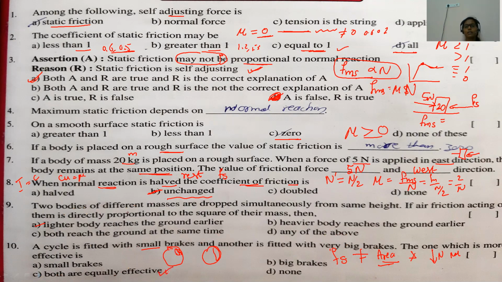Then what is the difference? Because of the smaller area, it will be damaged first, and the efficiency will be more for the larger brakes. That is why we choose the bigger brakes for efficiency, not because of which will come to stop first or which will come to stop next. That does not depend upon area. Friction is independent of the area of contact. So remember this point.